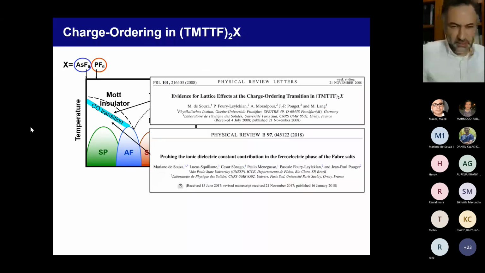We have explored this region. We have also investigated the lattice response associated with the manifestation of this ferroelectric Mott-Hubbard phase. And more recently, we have probed by systematic dielectric constant measurements the character of the ionic contribution to the ferroelectric Mott-Hubbard phase.